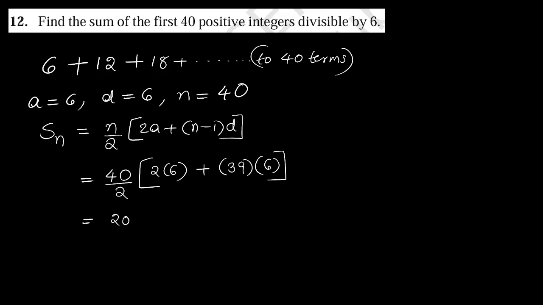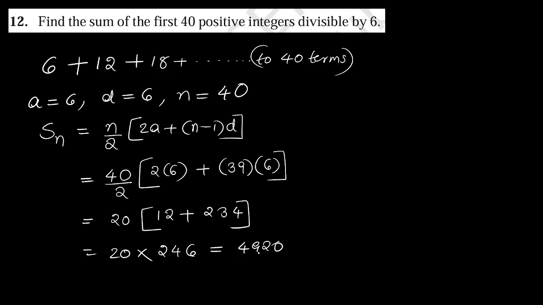40 by 2 is 20. 2 into 6 is 12. 39 into 6, one minute. Let me multiply. 39 into 6 is 234. Calculation I don't want to explain. 234 plus 12 is 246. 246 into 20 is 4920. The answer is 4920. All of you please write the solution.